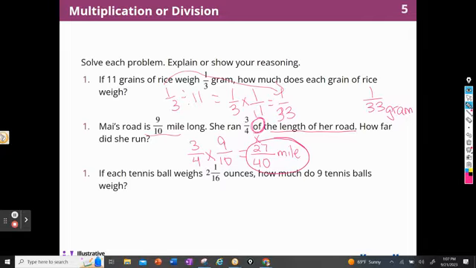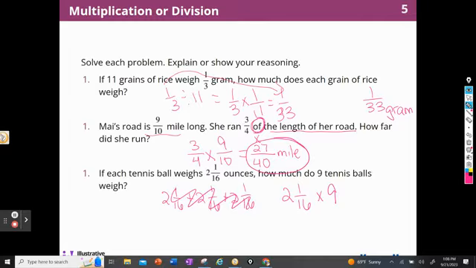All right. If each tennis ball weighs 2 1/16 ounces, how much do 9 tennis balls weigh? So if I have 2 1/16, that's 1 tennis ball. I need to know how many 9 are. I'm going to have to add that's 2 tennis balls, 3 tennis balls. Well, remember, with repeated addition, I'm going to have to do this 9 times, right? I don't want to do that. So let's do 2 1/16 times 9.